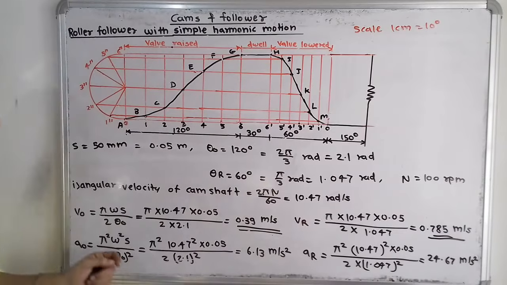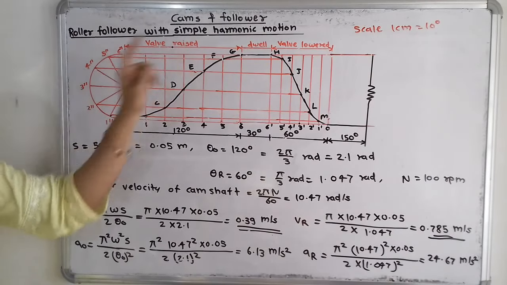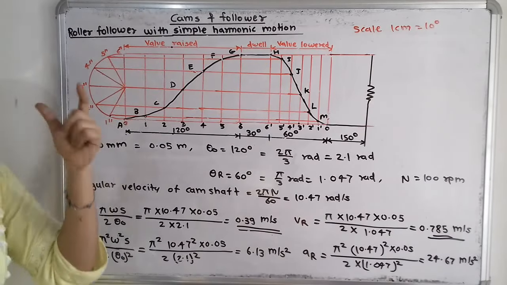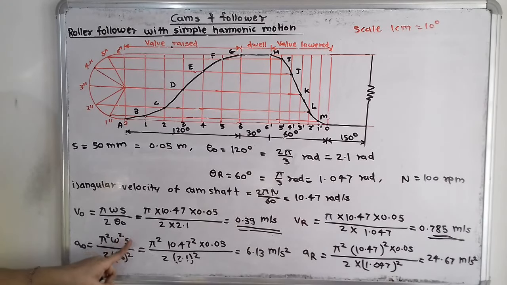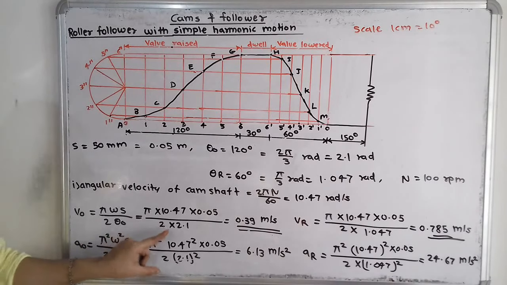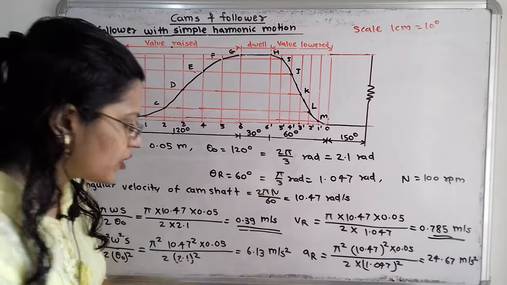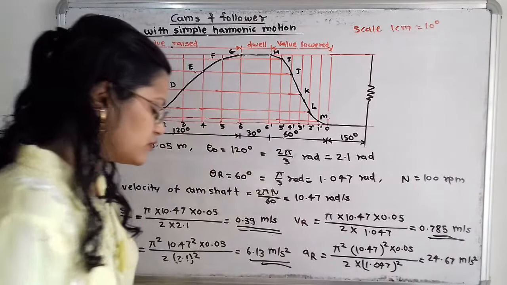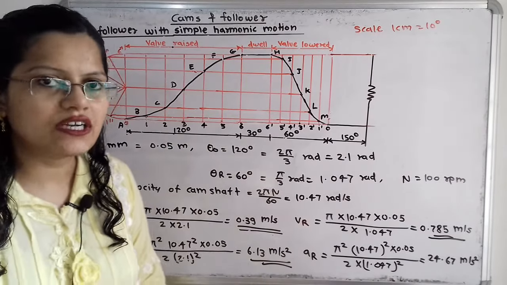Now in the same way we will find the maximum acceleration when the valve is raised, or outstroke. For the outstroke we will use the suffix O, that is A sub O. What is the formula? Pi square omega square s by 2 theta O square. All the values remain the same, but we have to take squares, that is pi square, omega square and theta O square. The value is 6.13 meter per second square. This value is also important to draw the acceleration diagram.